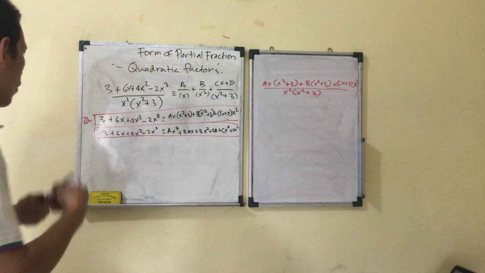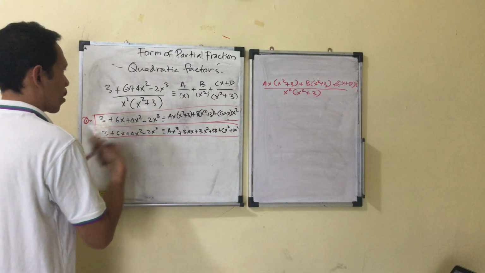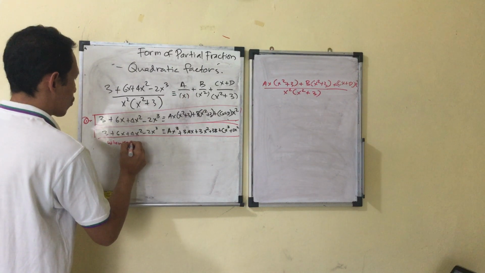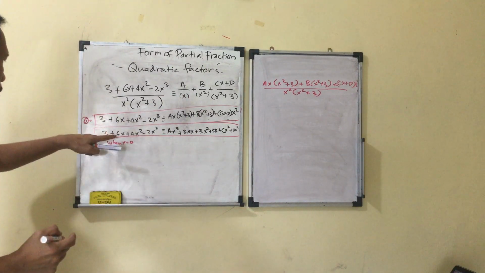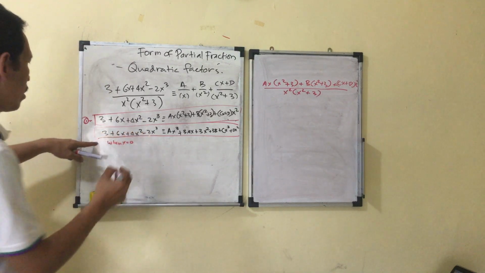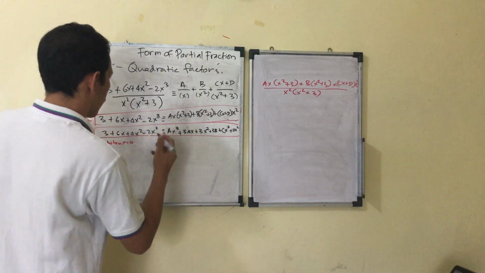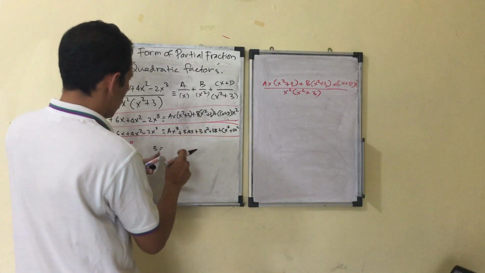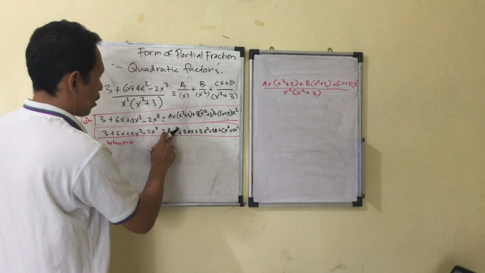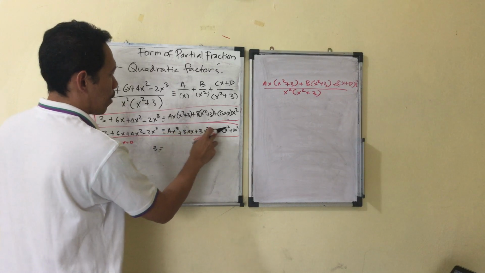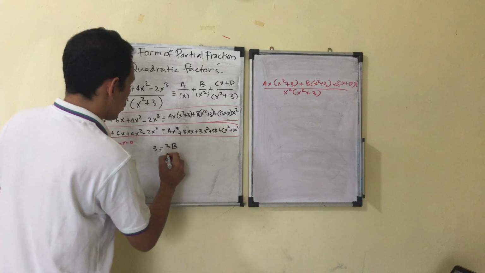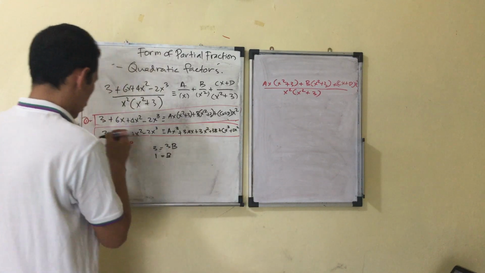Okay, let's have a look at when x equals 0. We're going to put 0 here and 0 here and 0 here. So this one becomes 3 equals, so there's no more. This is 0, this is 0, this is 0, this is 0, this is 0, so it becomes 3B, so B becomes 1. So there's 1 there.